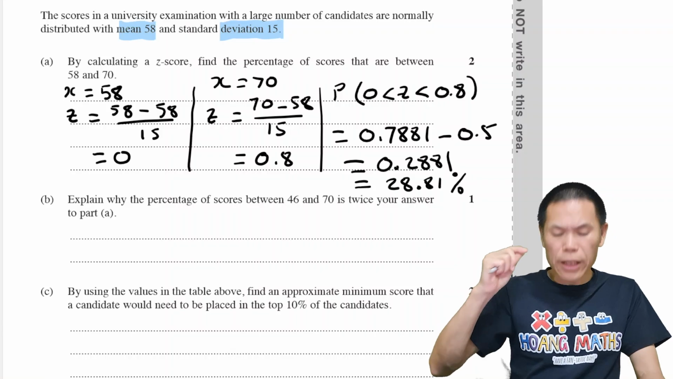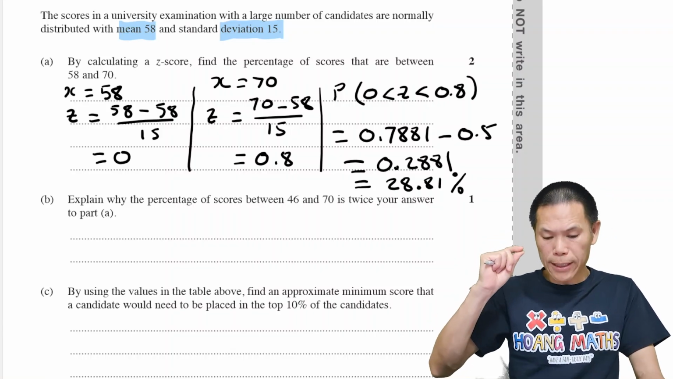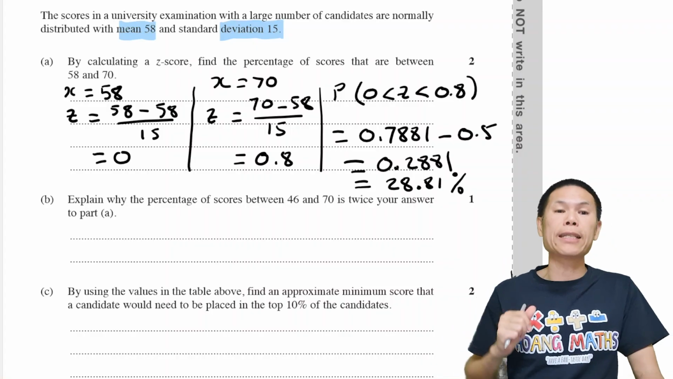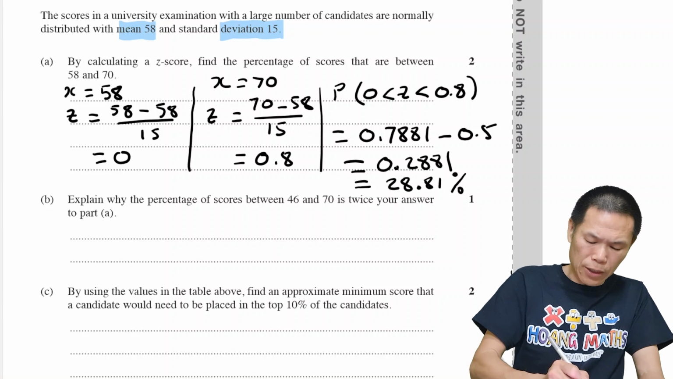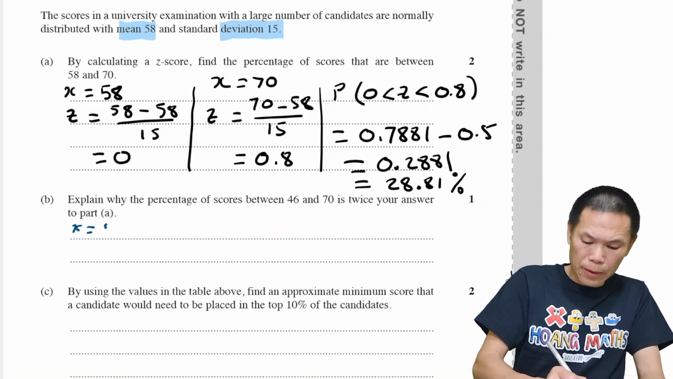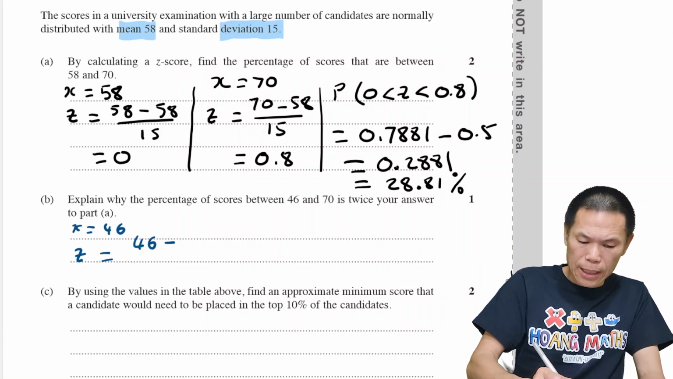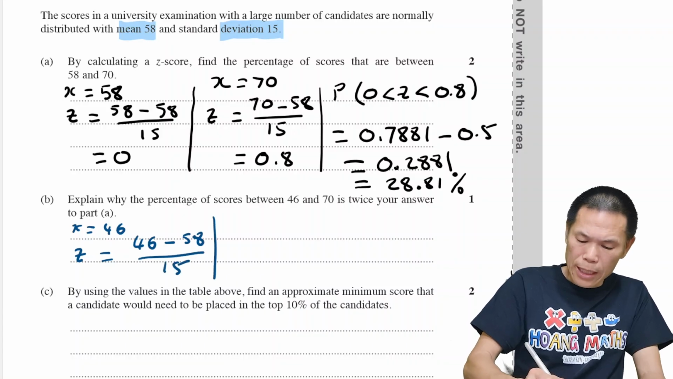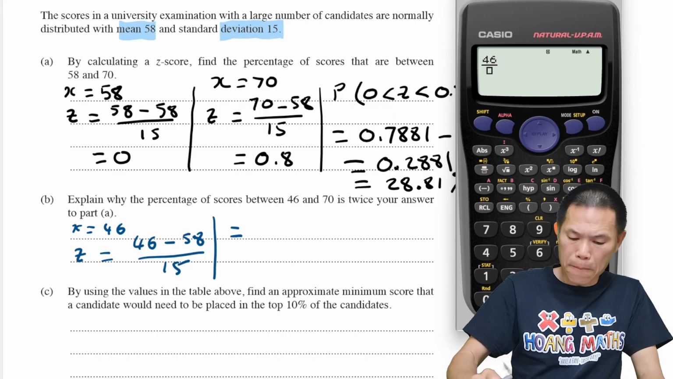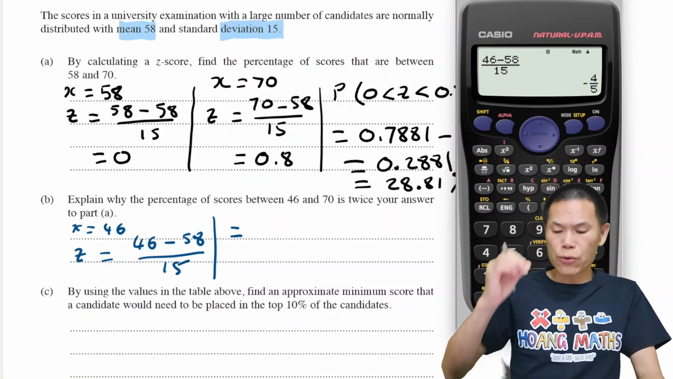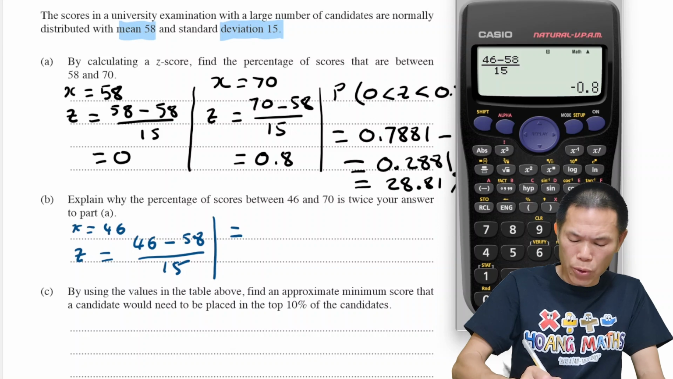There you go. Part B. We need to explain why the percentage of scores between 46 and 70 is twice the answer in part A. So let me just work out the z-score for 46 first. For 46, z is 46 minus the mean, that is 58, divided by 15. So that is equal to 46 minus 58 over 15. So there you go. That is negative 0.8.